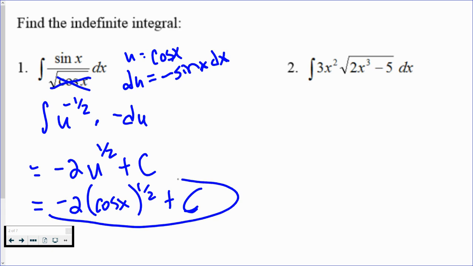And that would be our final answer. You could make that a square root if you wanted to, negative 2 square roots of cosine of x plus c, and that would be fine as well. Also remember, you could quickly take the derivative to work backward, make sure it ended up giving you what you had originally, which this one would. All right, let's take a look at the next one.